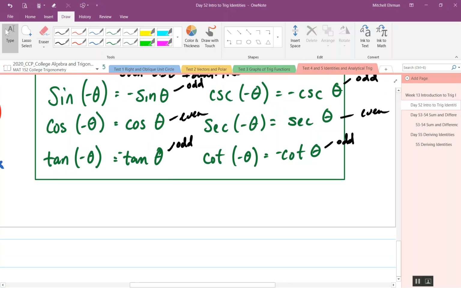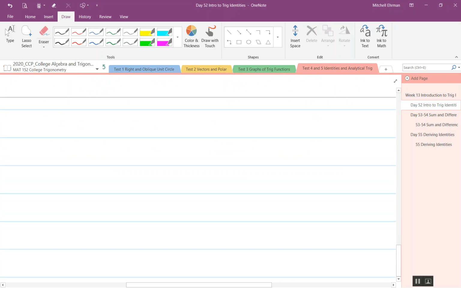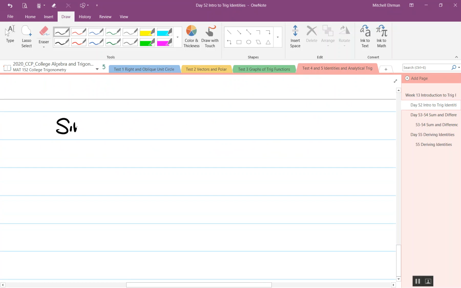Now, where that might become practical, let's see this. You all should recognize that sine of the angle measure pi over 3 is equal to the y value at pi over 3. Remember, pi over 3 is this position here, the last one before vertical. So the y value there is square root 3 over 2.